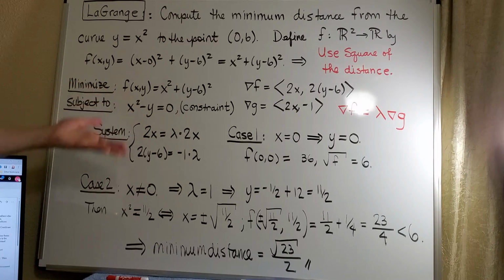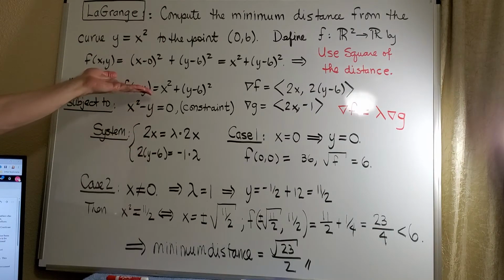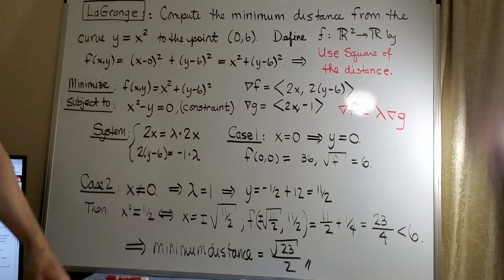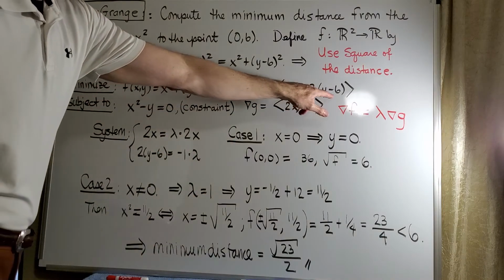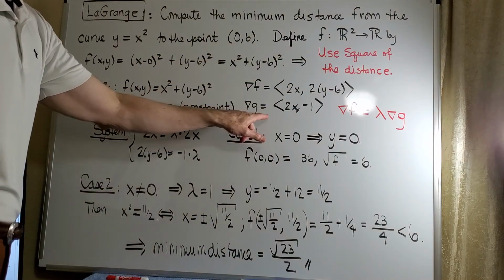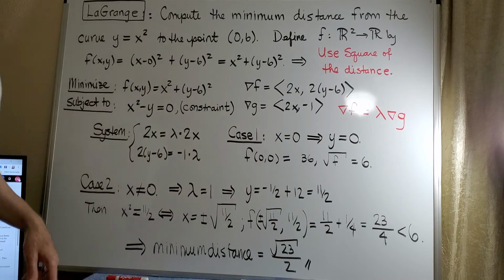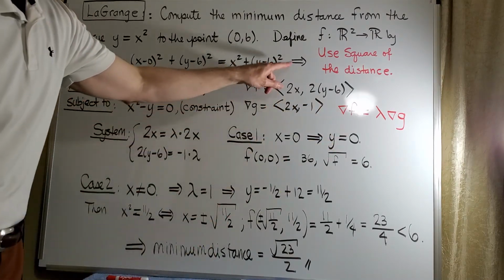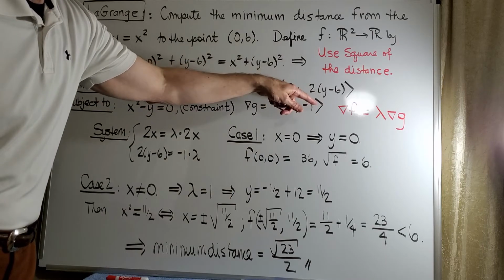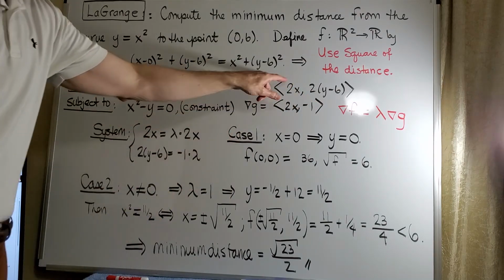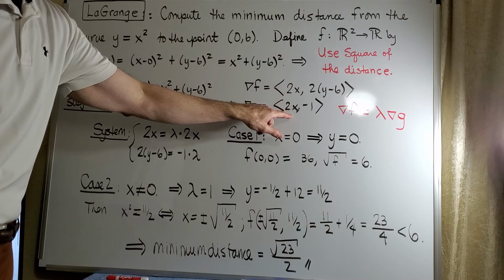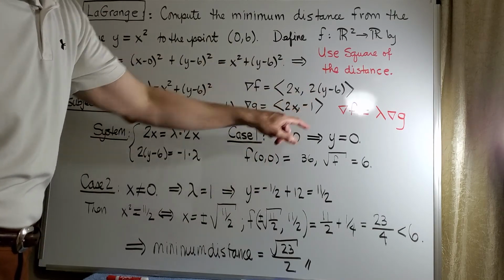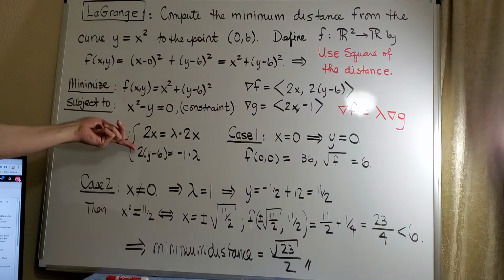Now again, the simple part is taking gradients. It's very simple to take the gradient of f and g, which we can easily see here: 2x and then 2 times (y minus 6), and then for g, 2x and negative 1. Now, in order to write this system, we simply take each of the coordinates and write an equation. So for instance, 2x will be lambda times 2x, and 2 times the quantity (y minus 6) will be lambda times negative 1. So there's your system right there.